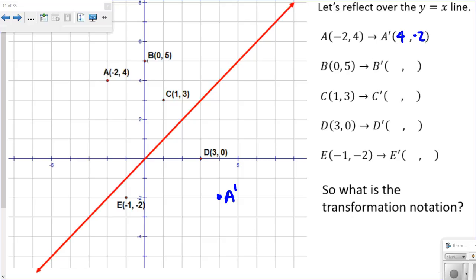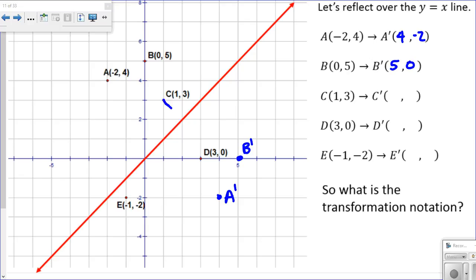Okay, B, if I'm reflecting, that is 2.5 diagonals. So then I have a half, 1, 2. So here's B prime. So notice B prime then is at (5, 0).